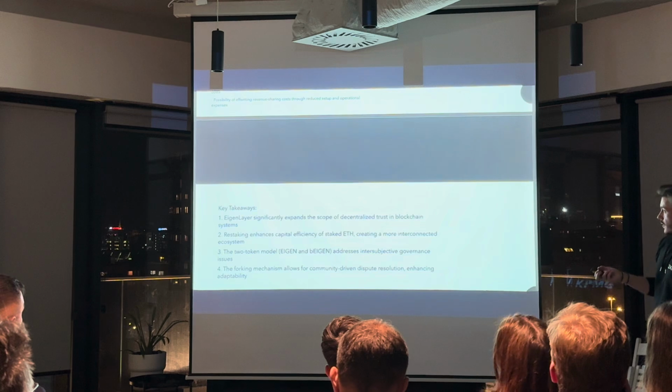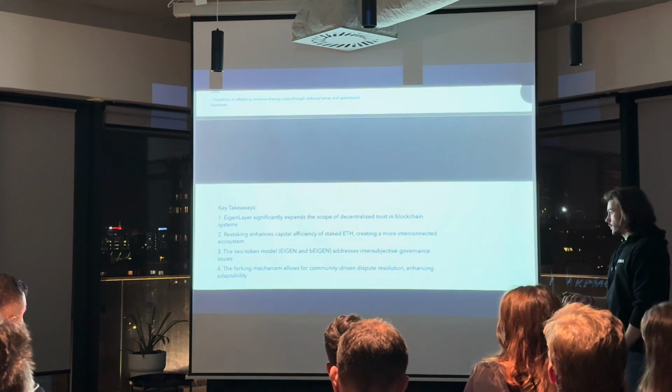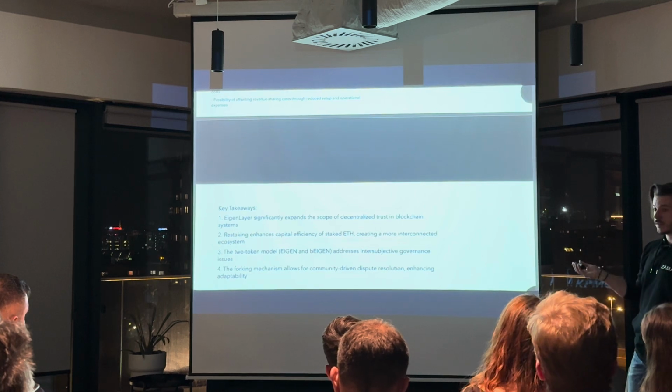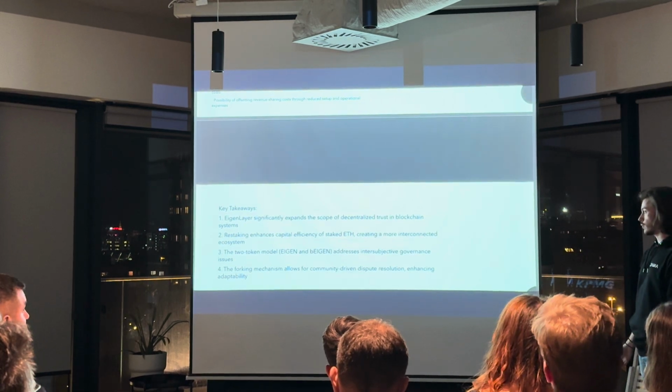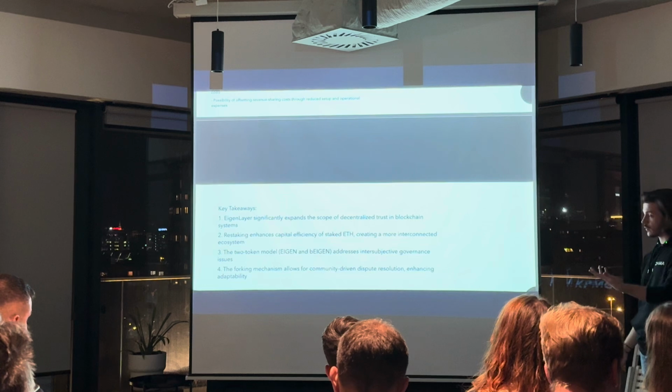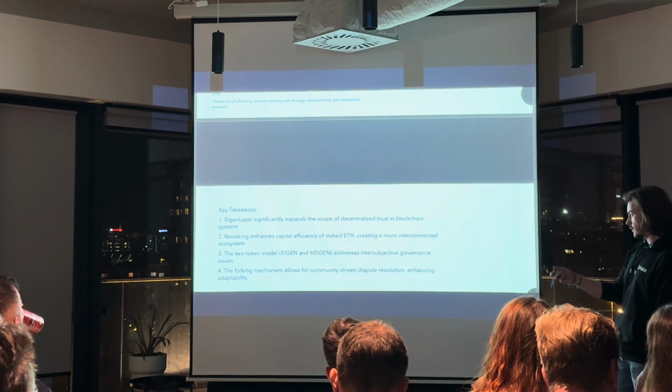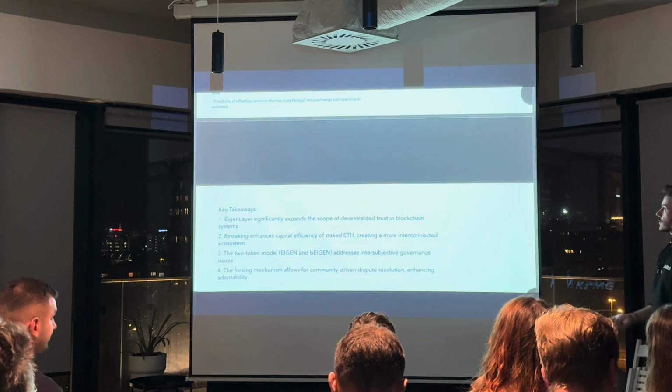So some key takeaways here: it expands the scope of the trust in blockchain systems of decentralized trust and enhances capital efficiency. The two-token model, it remains to be seen, but could address intersubjective governance issues with this forking mechanism.